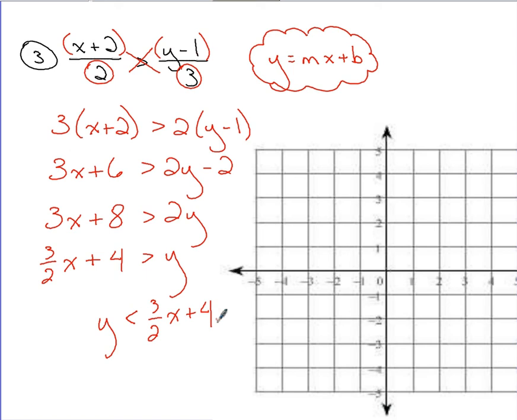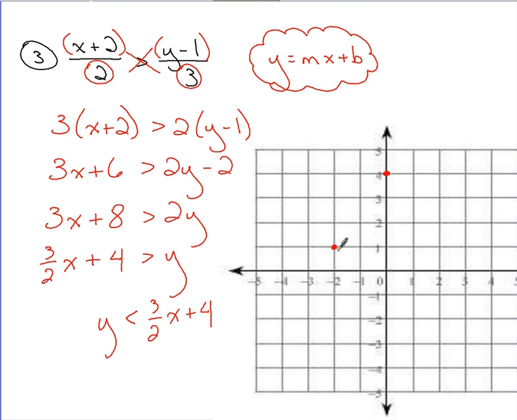And now I can go up on the y-axis to my y-intercept of 4, plot that point. From that point, I can use my slope and travel up 3 over 2. That takes me off this graph. So what I'm going to do is the exact opposite. I'm going to go down 3 over 2, plot a secondary point.